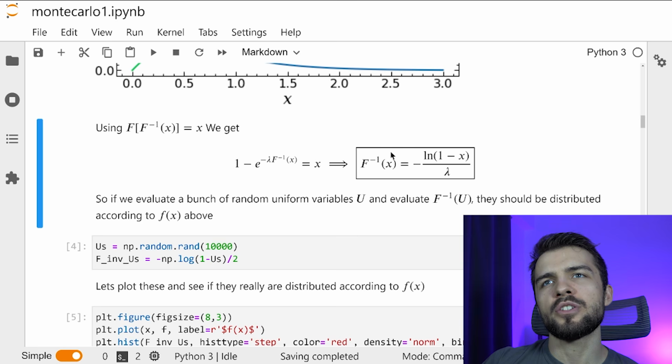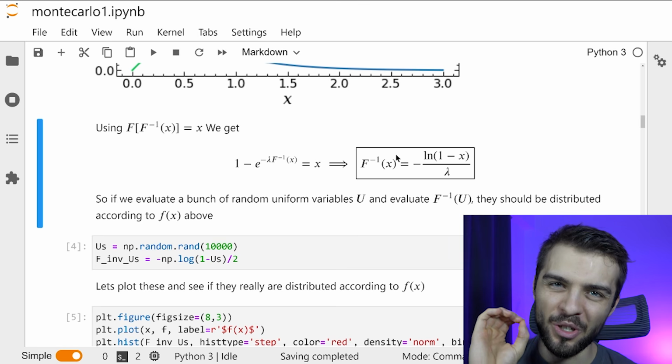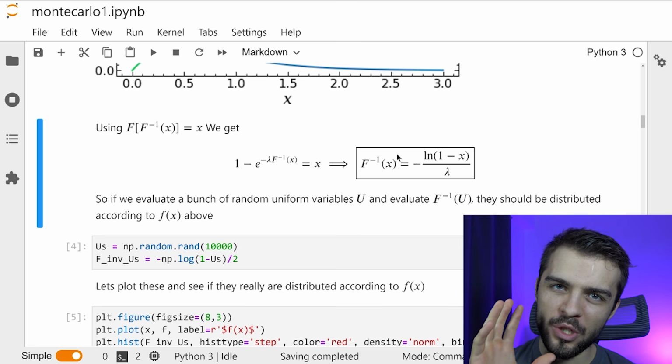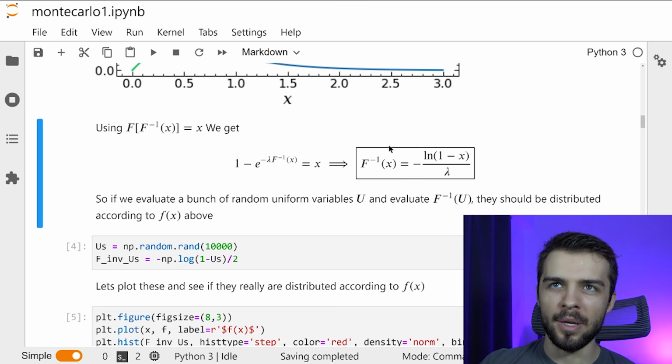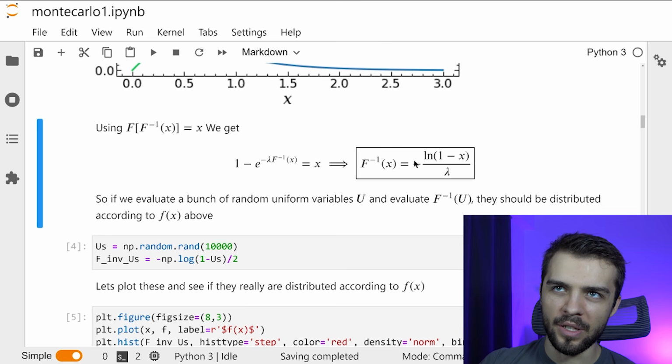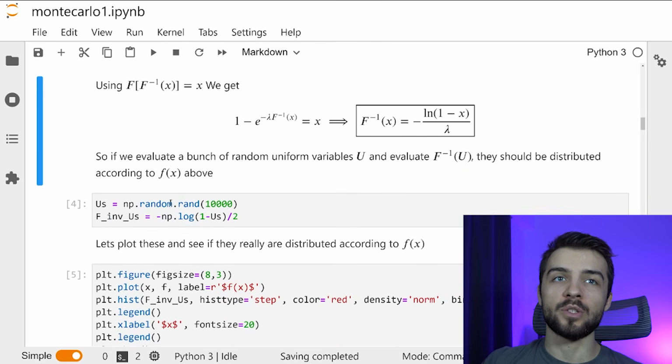So if I generate a bunch of u's and I plug them in here, what the theorem says is that they're going to be distributed according to an exponential distribution, right? So I'm going to make a bunch of u's, I'm going to plug them into this weird looking function here, and they're going to be distributed exactly how I want. So that's what I do here.